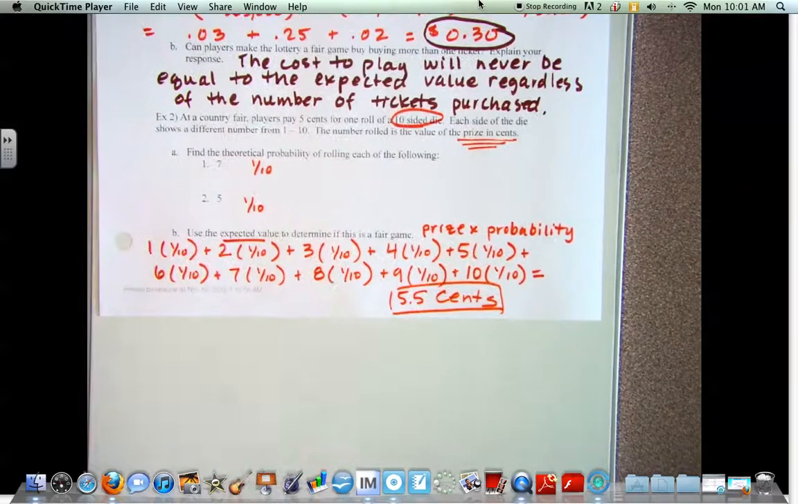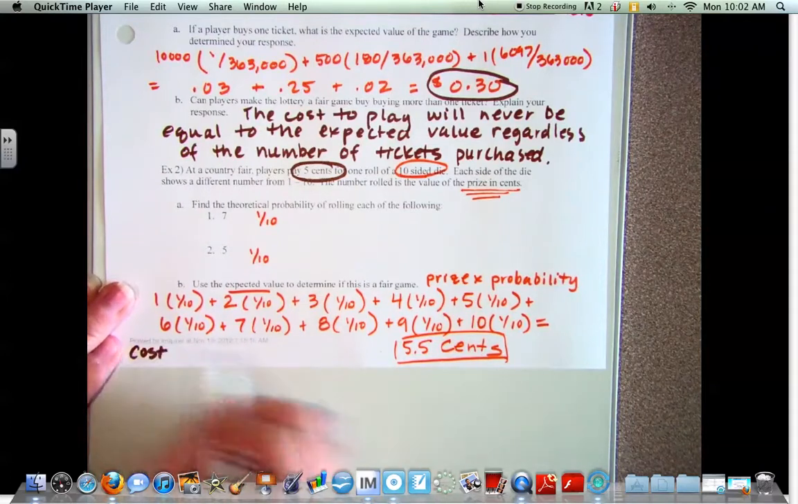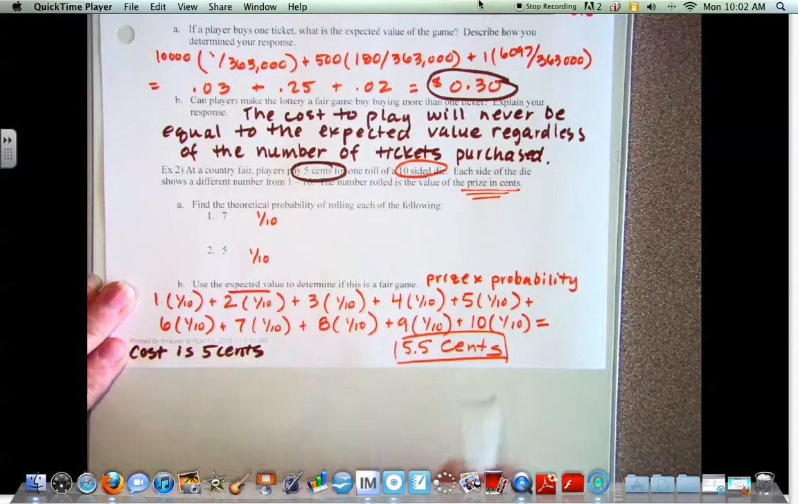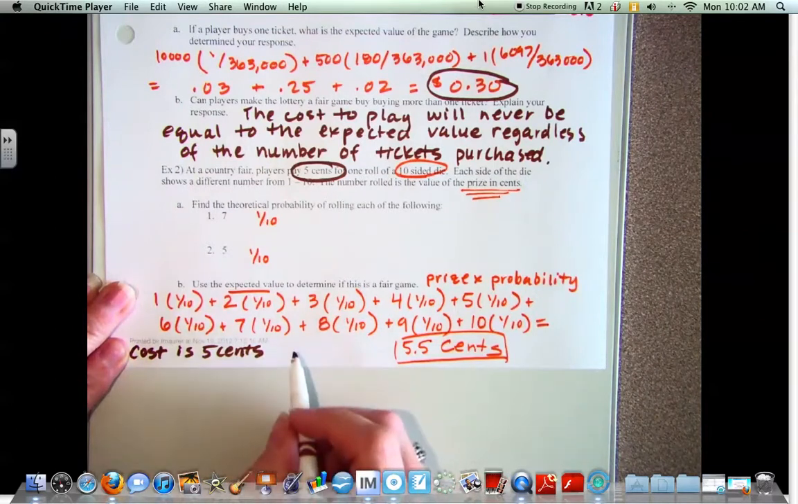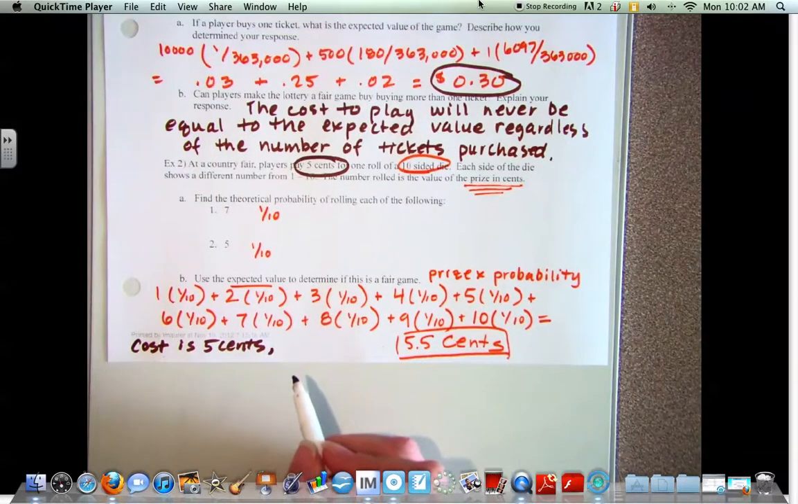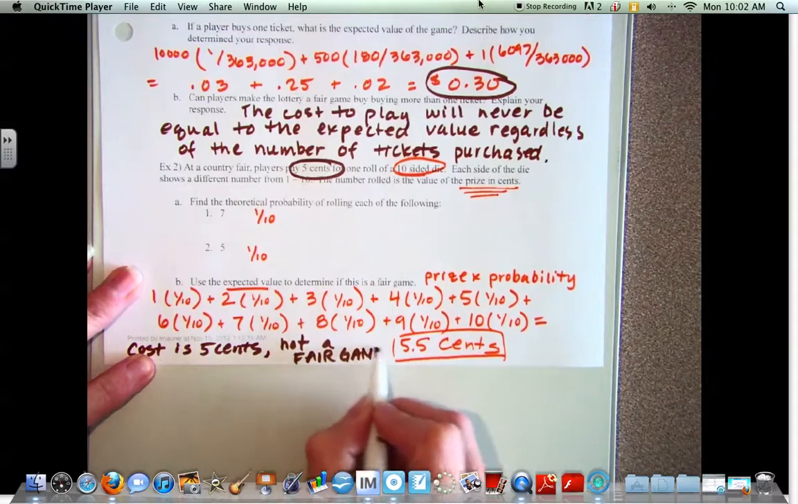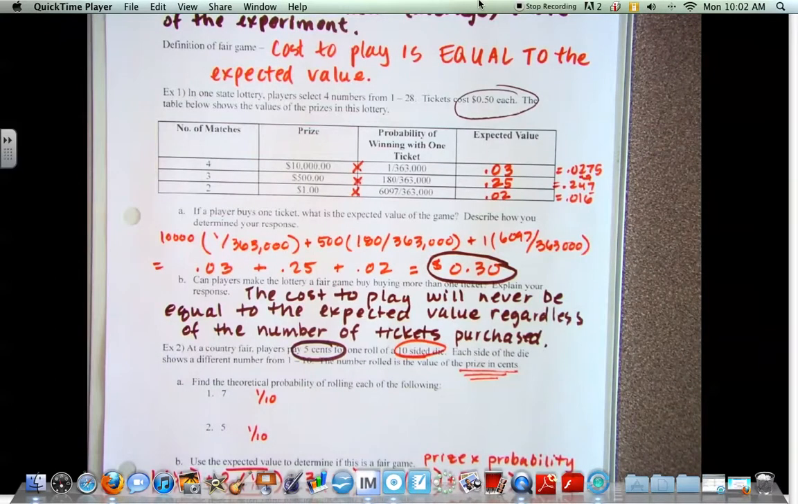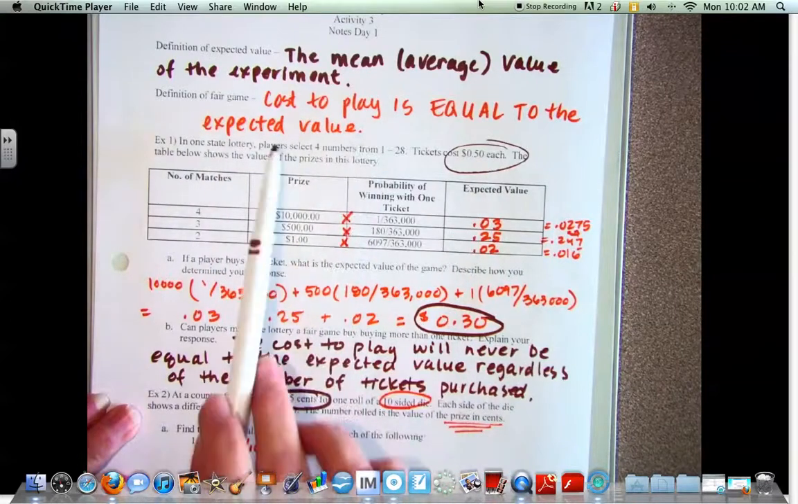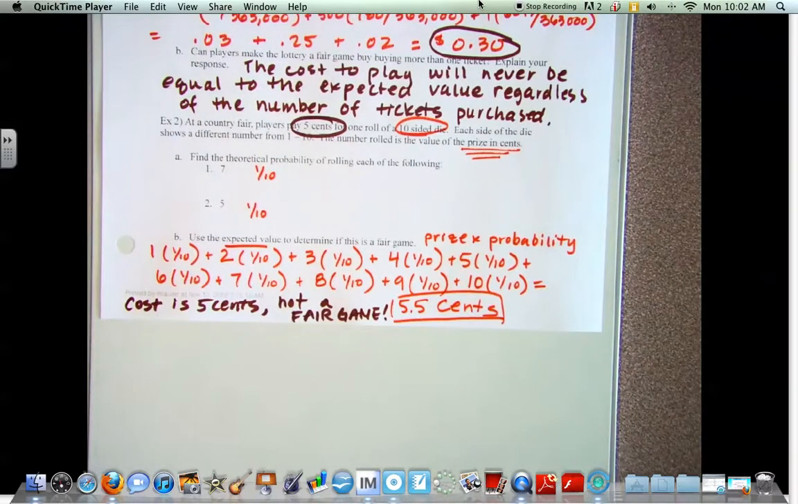So, is this a fair game? No. What's the cost to play? 5 cents. The expected value is 5.5, so the winning is more than the cost. It's not, by definition, a fair game, because the definition of a fair game is the cost to play is equal to the expected value. You can't round it down.